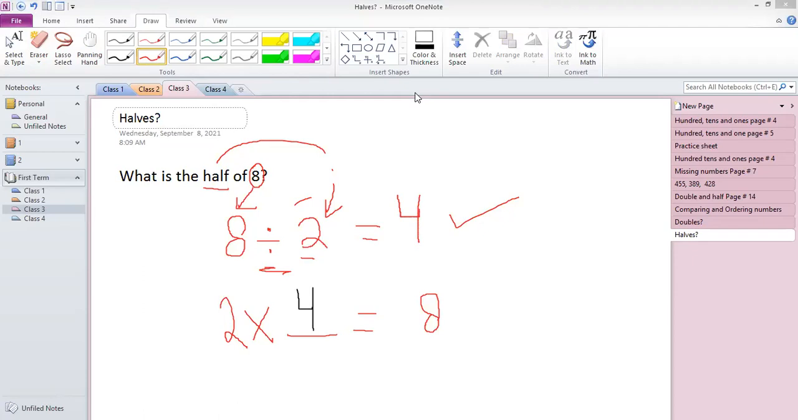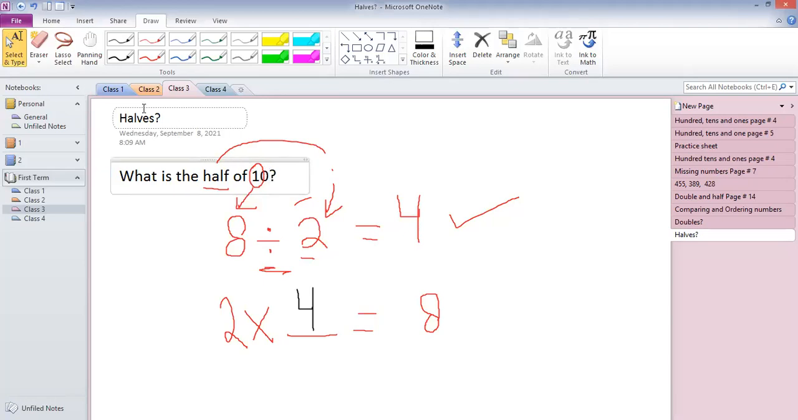Very good. Okay, let's take one more example, guys. If I ask you, tell me the half of 10. Again, how will you do it? Because you have to find out the half of 10, so you will write 10 here.